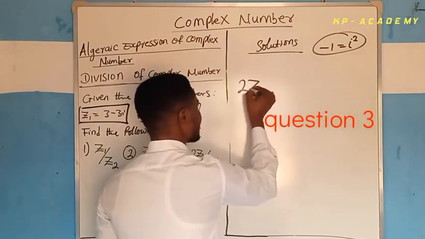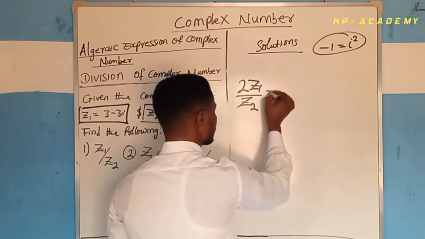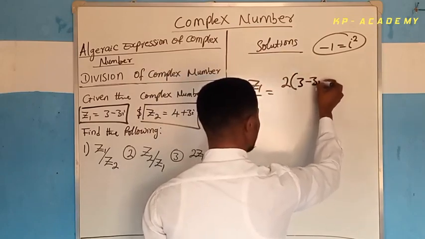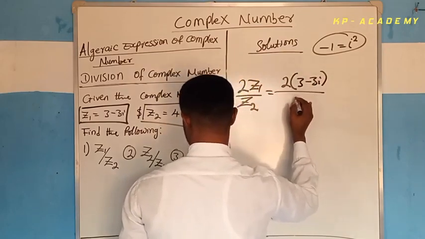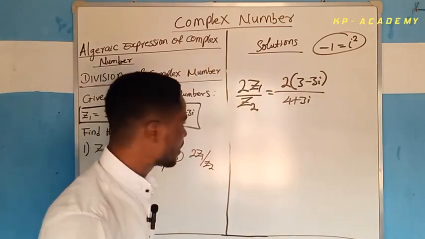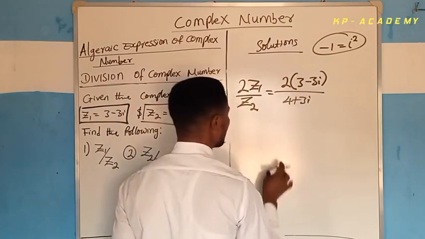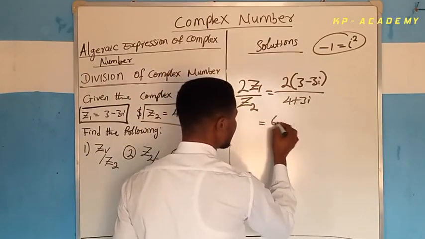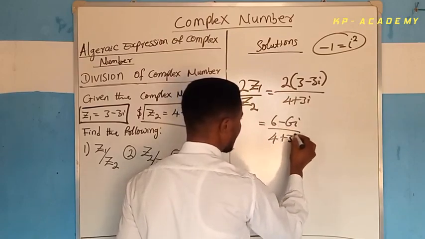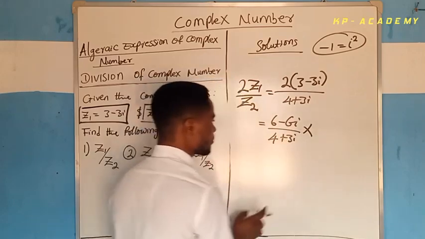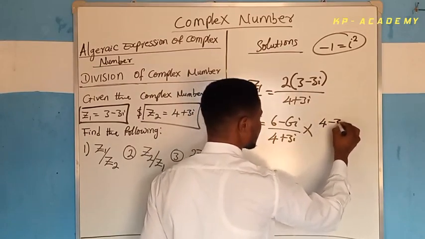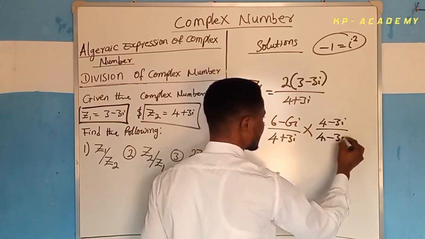So 2z1 over z2. So in this case, it's going to be 2 into the z1, which is actually 3 minus 3i, all over z2, which is 4 plus 3i. Now multiplying up and down, I can decide to evaluate this further by saying that this is equal to 6 minus 6i all over 4 plus 3i. Now at this point, I will have to multiply up and down by the conjugate of the denominator, which will give me 4 minus 3i all over 4 minus 3i.